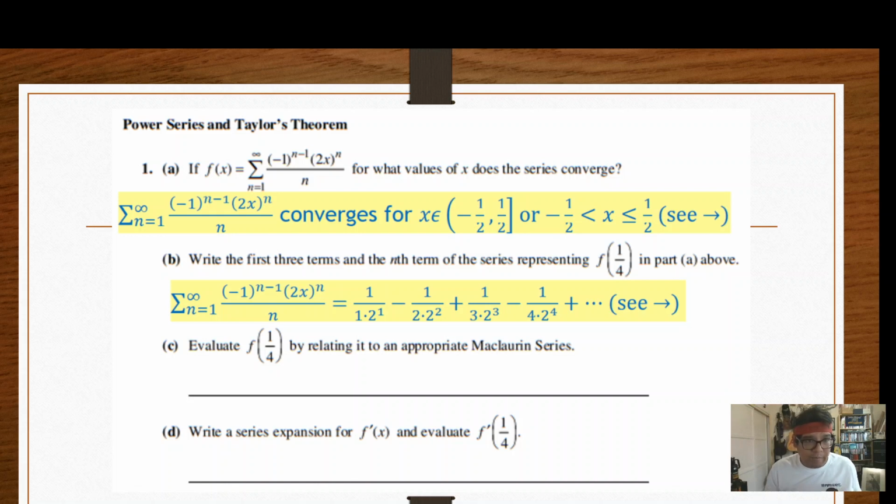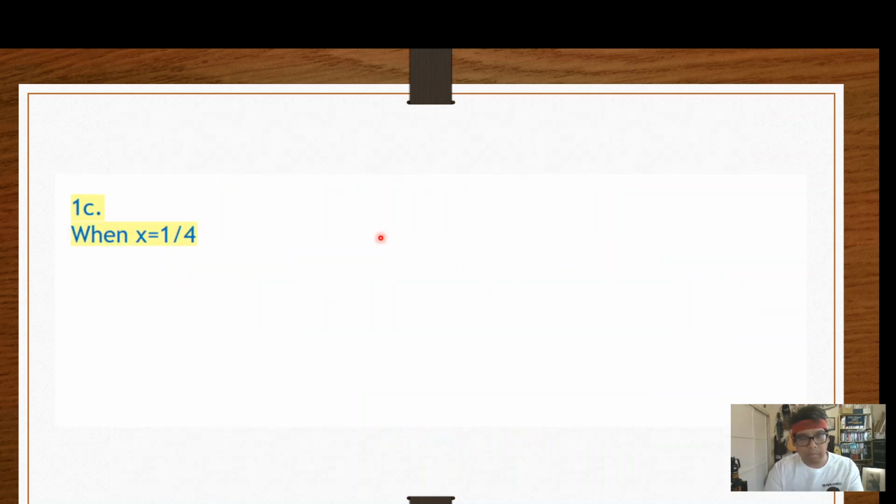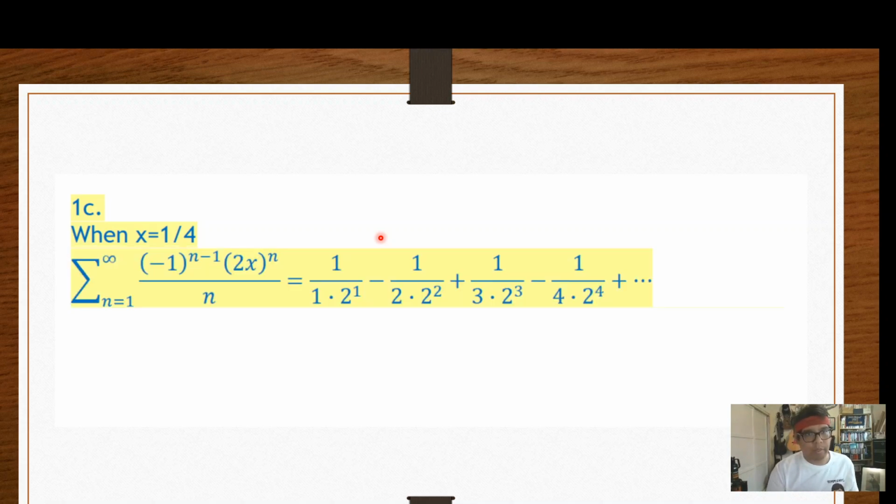So for part C, evaluate f of 1/4 by relating it to the appropriate Maclaurin series. Again, we're going to take the approach, what happens when x equals 1/4? And when x equals 1/4, if you substitute everything in correctly, you'll get this series over here. I want to note that if you substitute 1/4 into 2x, you're going to get 1/2 again. That's where these 2's come from in our denominator.